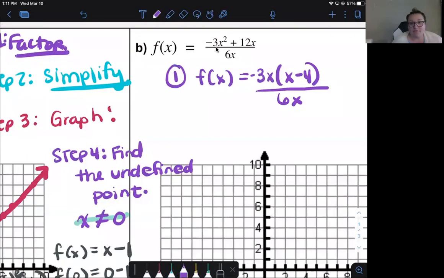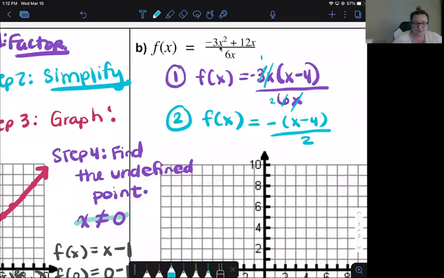So you should have gotten f of x equals -3x times (x minus 4) over 6x. I know that's right because -3x times x is -3x squared, and -3x times -4 is positive 12x. Now you're going to simplify what you can. So go ahead and simplify this as much as possible. So step 2, simplify. Let's see what you get. So this simplified to (-x minus 4) over 2.